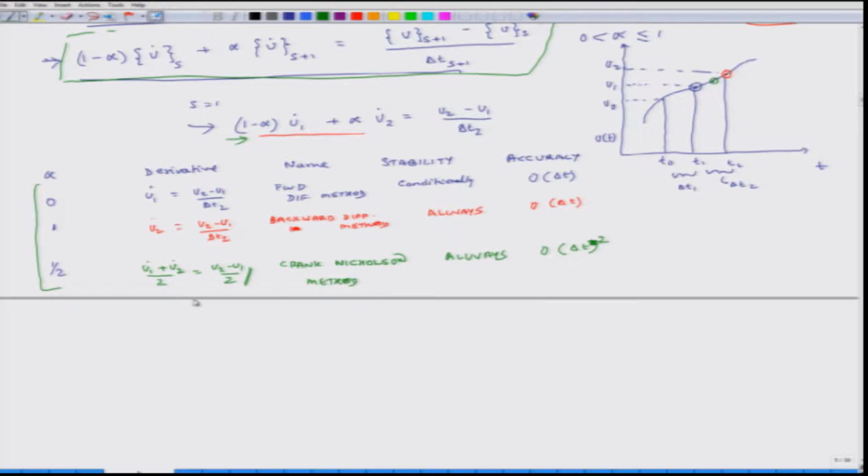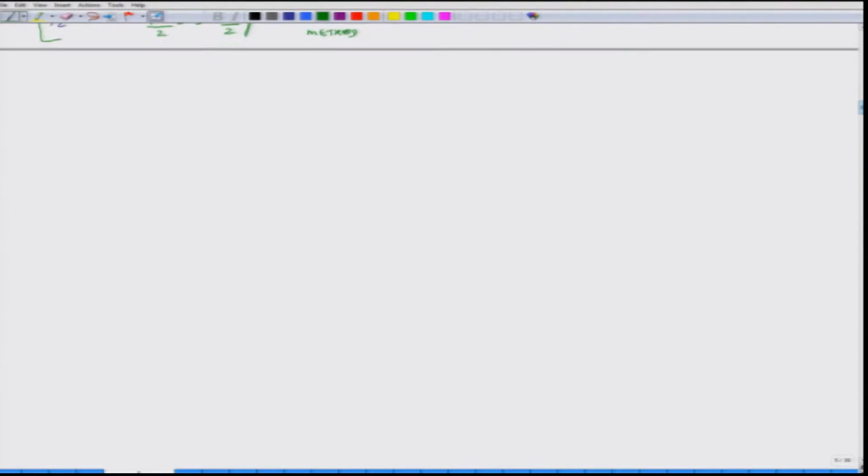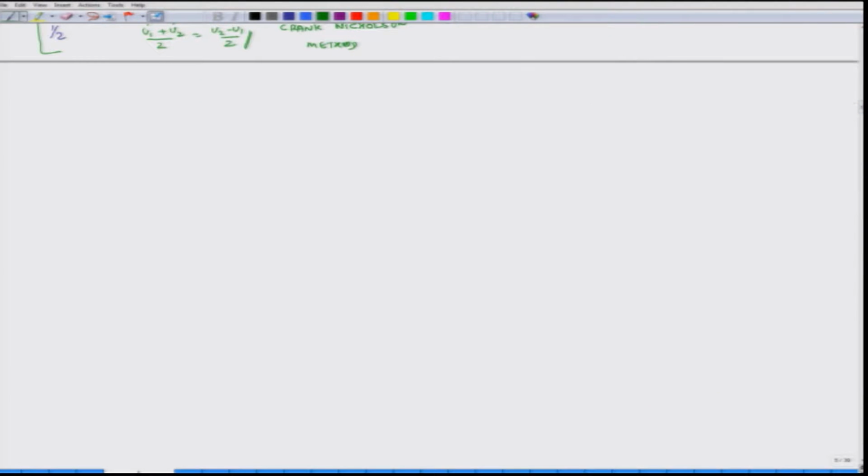What we have shown here is that when alpha, when s is equal to 1, then what does this mean physically? That is what we have explained. Now, I have explained two terms, accuracy and stability. So, I will briefly explain these. So, stability and accuracy. What does accuracy mean?